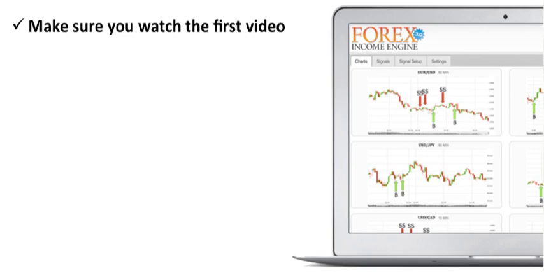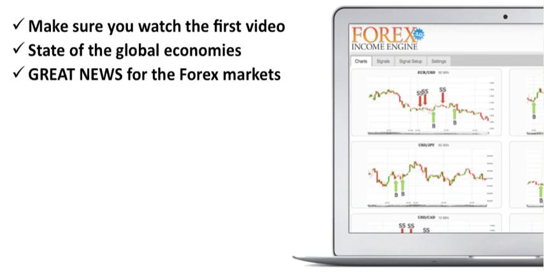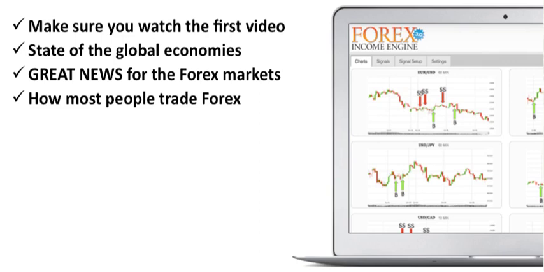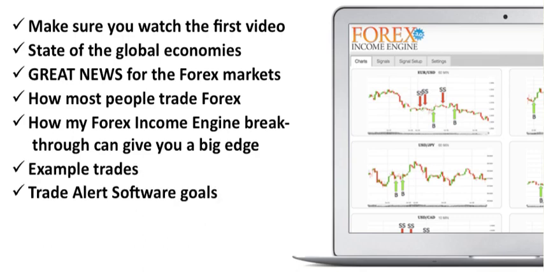In video 1, we talked about the state of the global economies and how this is great news for the Forex markets. You saw how most people trade Forex and how my flexible Forex Income Engine breakthrough can give you a big edge over other traders. We looked at some example trades and you learned how the goals of my Forex Income Engine Trade Alert software are to add on another income stream by trading part-time from anywhere in the world, protect the money you already have and start with as little as a $500 account, and enjoy fast and frequent trades.